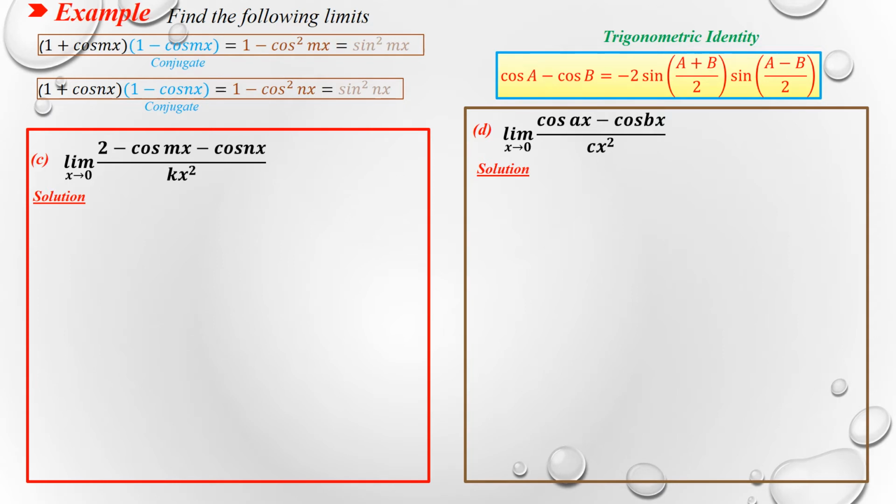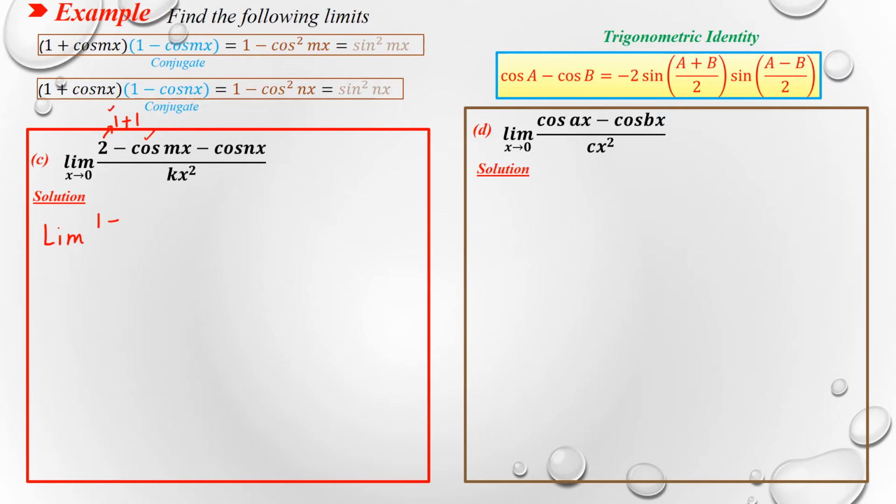In part C, we have limit 2 minus cosine mx minus cosine nx divided by kx squared. m, n, and k are constants. So this part is like part B, but we have something different: the denominator is x squared, not x. In the same manner, you have to rewrite 2 as 1 plus 1, and then group the terms. So it will be 1 with minus cosine mx.